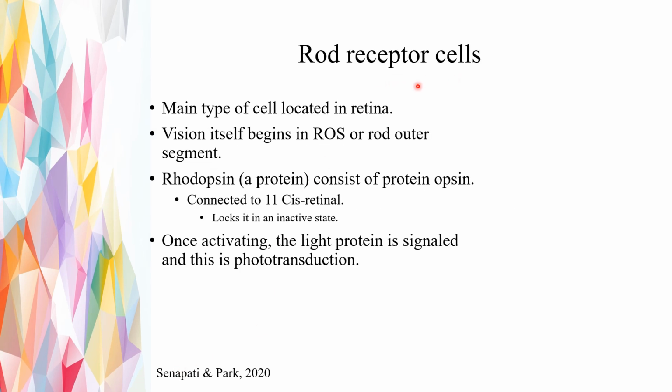Rod receptor cells are the main type of cell located in the retina. Vision itself begins in the ROS, or rod outer segment. Rhodopsin is produced in the retina, which is a protein, and it consists of a protein, which is opsin, connected to the 11-cis retinal. Here, it locks itself into an inactive state, and once activated, the protein is signaled, and this is phototransduction.